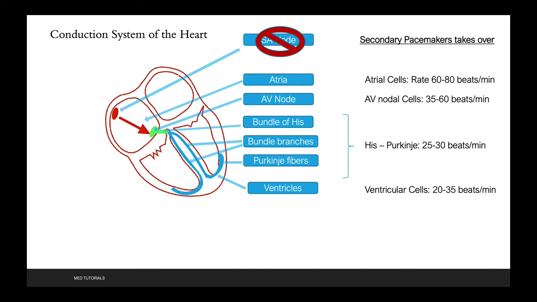And finally, if all else fails, the ventricles set in as pacemaker with an impulse rate of 20 to 35 beats per minute. Usually at this stage, when all else fails and it's just the ventricles, you have reached the very end of the cardiac activity, and it's not a good sign when you just have an idioventricular rhythm going on.